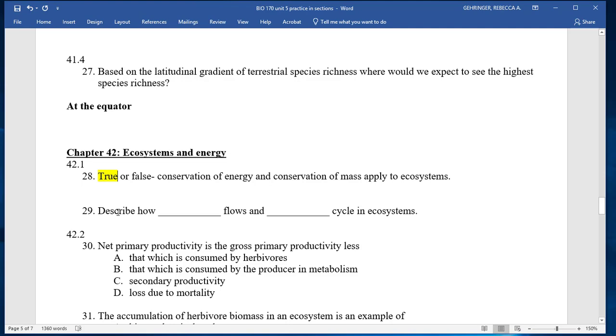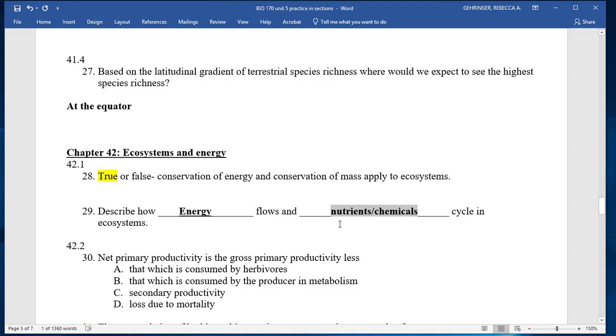29, this is a poorly worded question, but what flows in an ecosystem and what cycles in an ecosystem? So energy flows, right? Because where's energy coming from? For the most part, it's coming from the sun and then into our producers and then primary consumers, secondary consumers, and so on and so forth, right? And then we say nutrients, or you could say chemicals, are going to cycle in ecosystems.